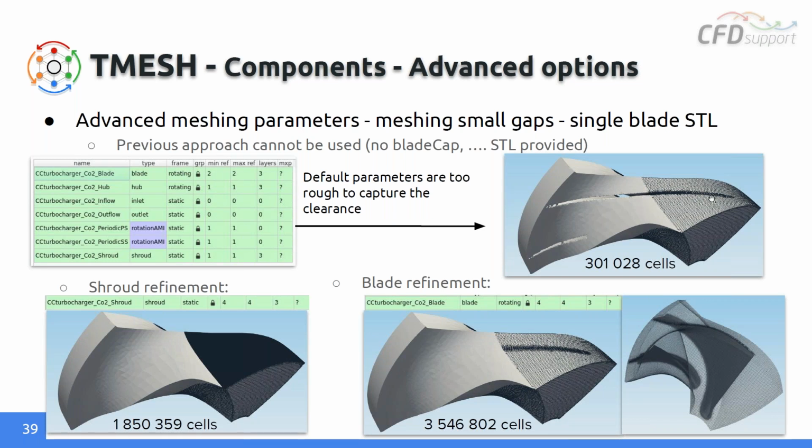So you have the options. One option is to refine the whole shroud, to have finer mesh everywhere and follow the gap. Instead of level one, I can set it to level four. The shroud is meshed properly, but I have almost 2 million cells. The second option is that I can refine not the shroud, but the whole blade. Because I have only one component for the blade, one STL, I can refine only the whole blade. I can set level four for the whole blade, but I got almost 3.5 million cells.